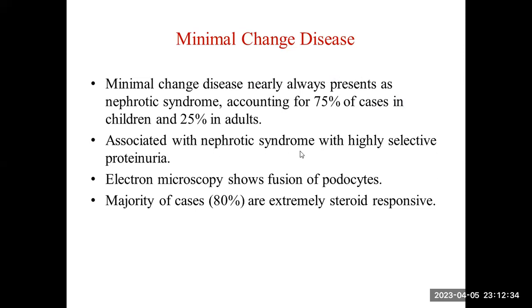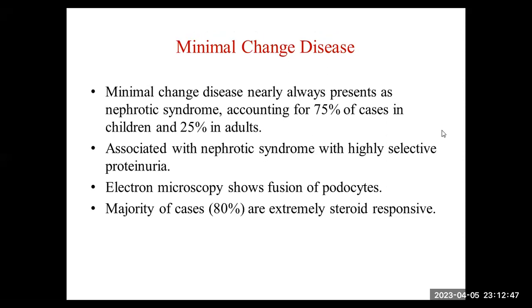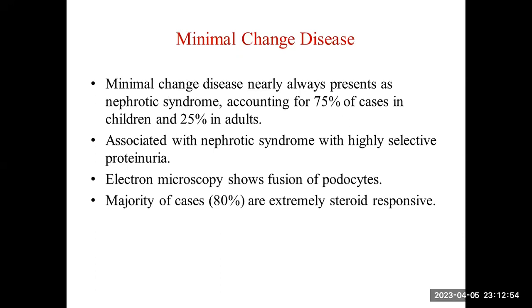And when the charge barrier is affected, as we discussed previously, albumin will start leaking because albumin has no problem with the size barrier. The size of albumin is enough to cross the size barrier, but the problem of albumin is with the charge barrier, because albumin is negatively charged and the glomerular filtration membrane is also negatively charged. So albumin normally will be repelled by the glomerular filtration membrane. But when there is minimal change disease, due to disruption of the charge barrier, albumin will start leaking. So you will end up with selective proteinuria. You will have albuminuria, which can be heavy albuminuria leading to nephrotic syndrome. So this is the classical clinical presentation of minimal change disease.